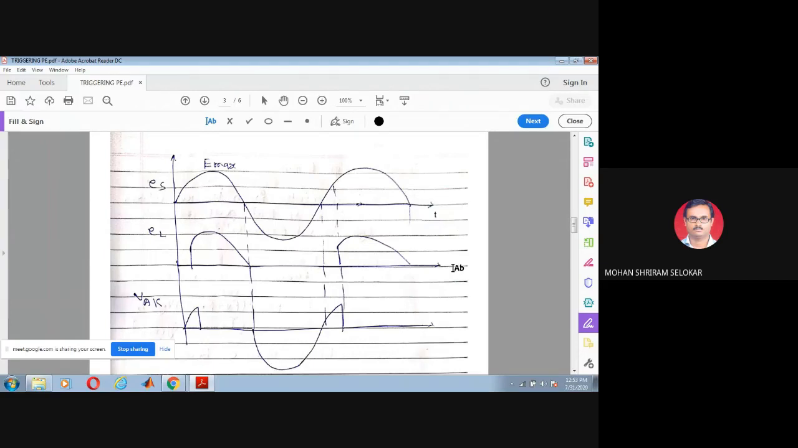Axis. X-axis is the time axis. Clear? X-axis is the time axis. Okay.